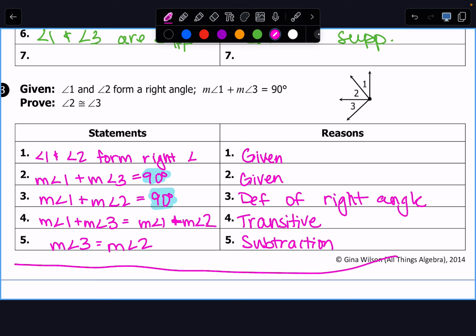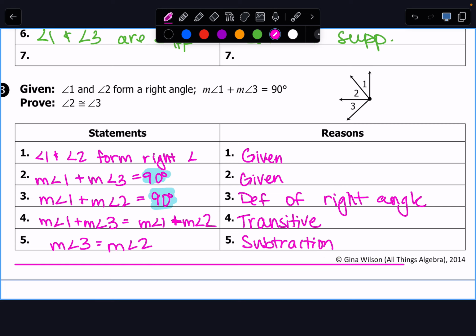Well, we're going to have two more steps, and part of that's my fault. Like Hayden said, we have angle 2 on the wrong side, so we're going to have to use the symmetric property. Then we can use the definition of congruence to say, hey, our angles are congruent.